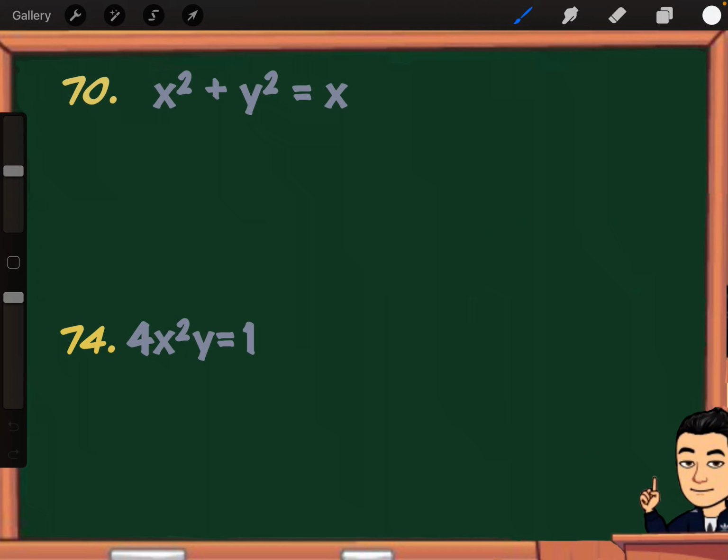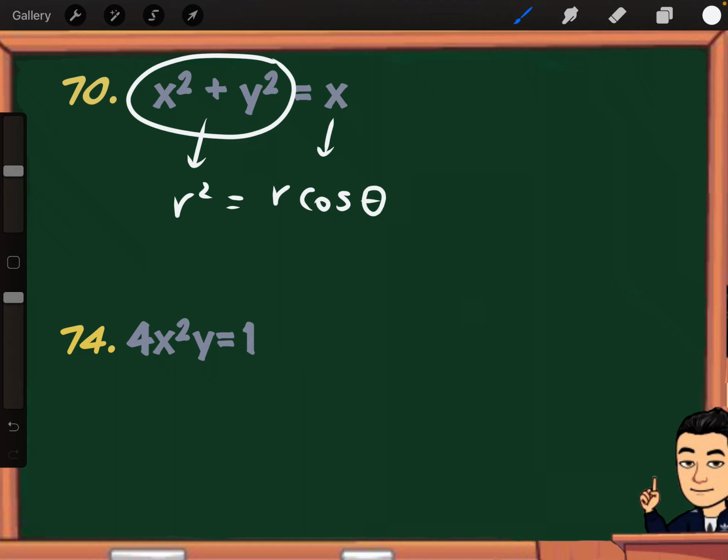All right, so number 70. Okay, so we're going to have to change the rectangular to a polar equation. Okay, start off, you need to know that, well, actually no, sorry. So we know that x squared plus y squared is actually just r squared. Okay, and then x is r cosine theta. Okay, and you just divide by r on both sides, you're going to get r equals cosine theta, and that's all you need to do.